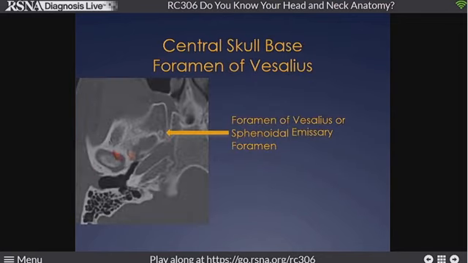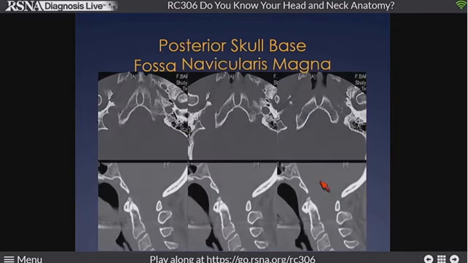So here is one. Instead of a lady's footprint, I've got a lady's footprint, but she's got two sets of heels. And that's not right. The one that is anterior and medial, the foramen of Vesalius or the sphenoidal emissary foramen, transmits a small vein, and it's a relatively common variant skull-base foramina.